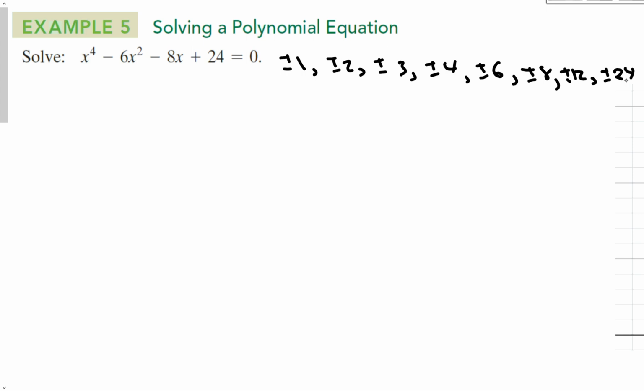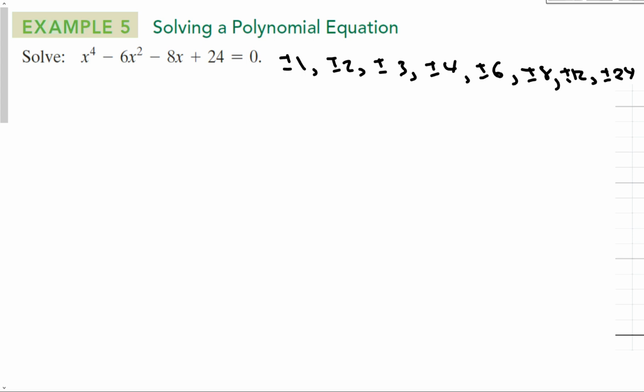Right? 1 times 24 is 24, 2 times 12, 3 times 8, 4 times 6. That's 1, 2, 3, 4, 5, 6, 7, 8. That's 16 different factors to try to check. Kind of a lot. Okay?